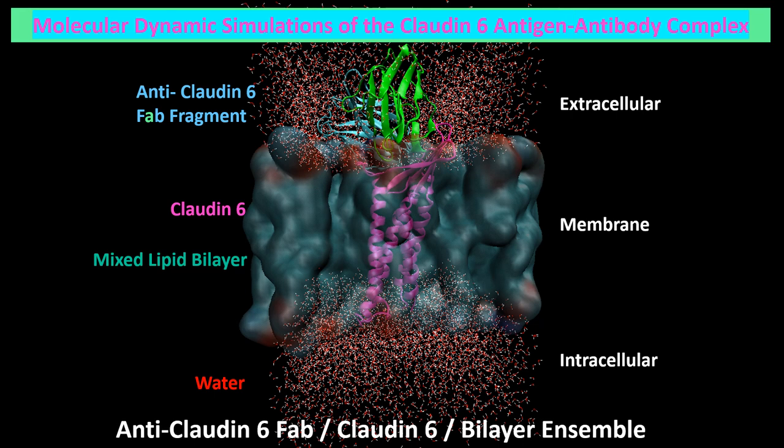I will also show a molecular dynamic simulation of an antibody fragment interacting with Claudin 6. These simulations can reveal structure-function relationships and also help identify key residues that may be involved in determining antibody-antigen specificity. Such specificity is critical for developing safe and effective Claudin-based oncotherapeutics.